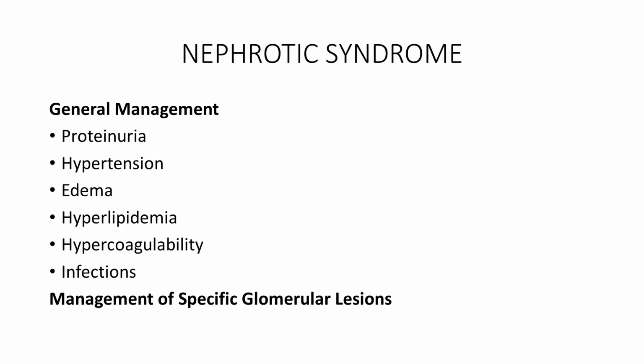You can divide management into two parts: general management and management of the specific glomerular lesions. In general management, you have to control proteinuria. If there is hypertension, you have to control hypertension. You have to control edema, hyperlipidemia, hypercoagulability, and infections. And management of specific glomerular lesions, depending on the type of lesion, you will decide.